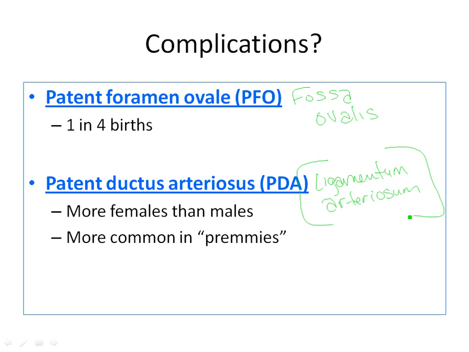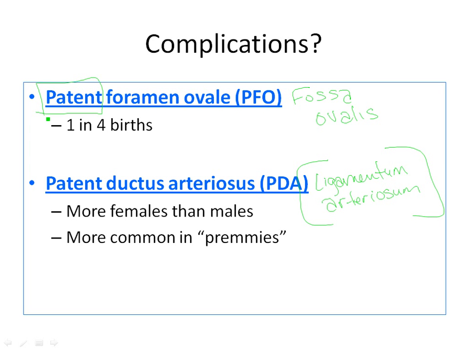All right, so what happens? Suppose things don't happen as they should, and those changes in pressure don't result in closure of these openings. Well, if you have that condition where the openings remain open, it's known as patent. Okay, so patent foramen ovale means that the foramen ovale did not close. This happens in approximately 1 out of every 4 births.